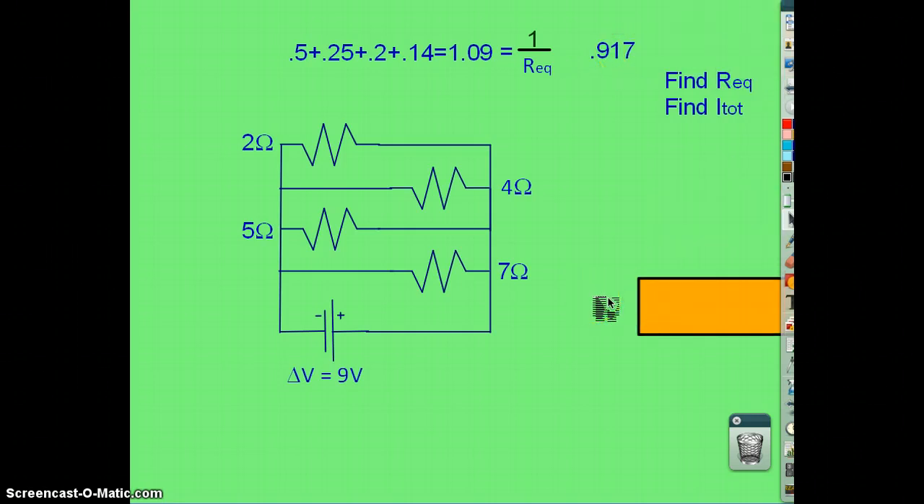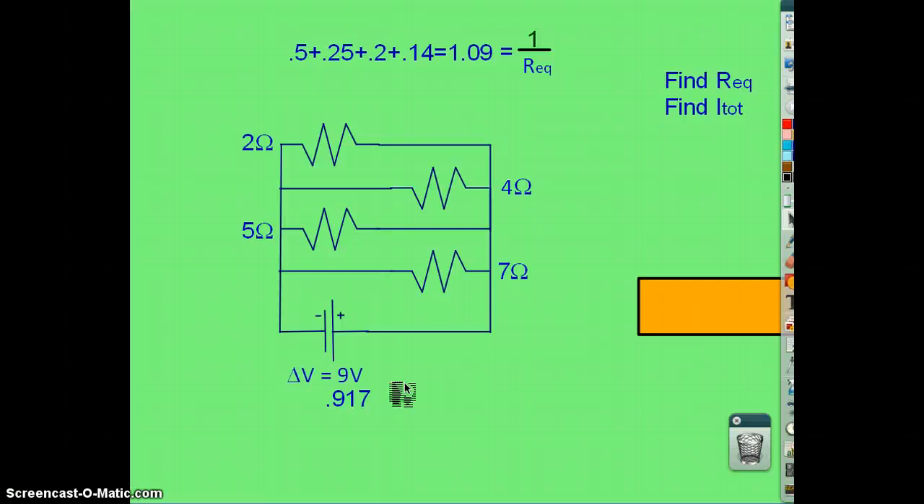That's the equivalent resistance. Notice from the previous example we did in the notes, the resistance got even smaller because we added a 7 ohm resistor to it. It just keeps decreasing our overall resistance. Then to find total current, we take our 9 volts divided by our 0.97 ohms, and you'll end up with a current of 9.8 amps.